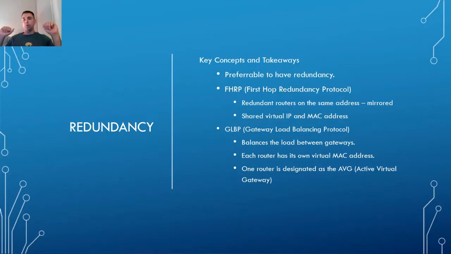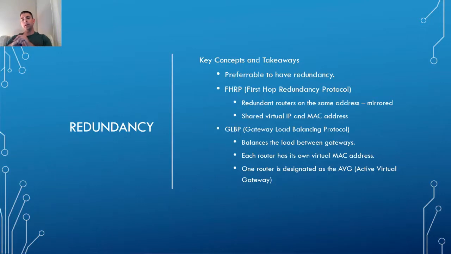So you have the FHRP, the First Hop Redundancy Protocol. So it's redundant routers on the same address, and they're just mirrored. And again, they share a virtual IP and a MAC address, kind of like the campus A, campus B scenario where it has a redundant WAN connection. You might have, let's say, two routers that are set up to handle those different types of traffic. They both have the same IP address and same MAC address, but one is basically turned off until the other goes down, and then device B kicks on.